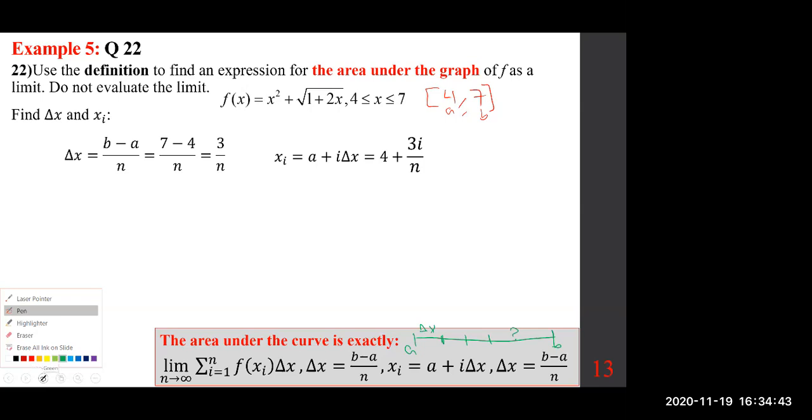Again, so f of x sub i is x sub i squared, my apologies, plus the square root of 1 plus 2 x sub i. So that's the function, right? Now f of x sub i. So what is x sub i?